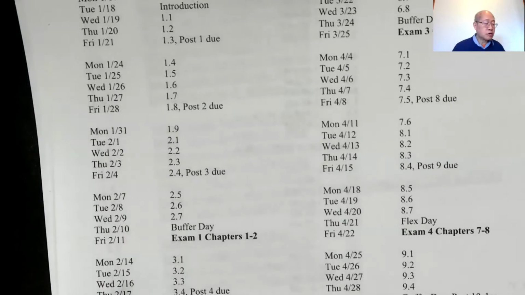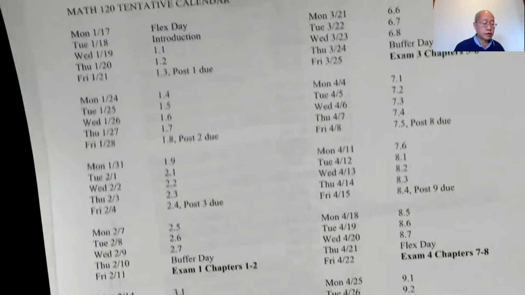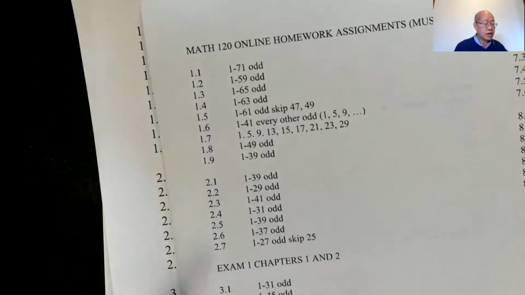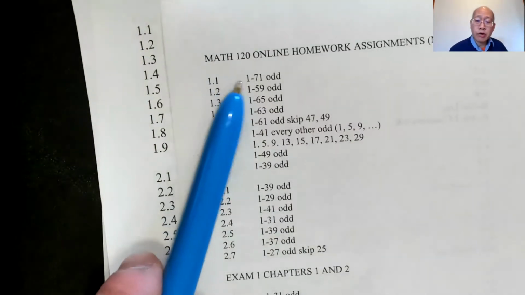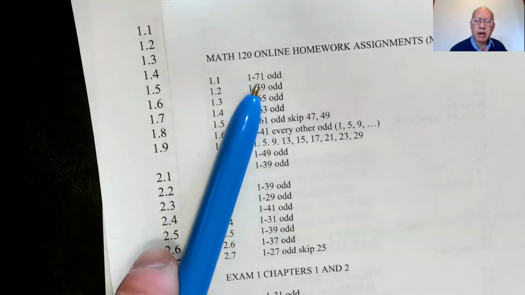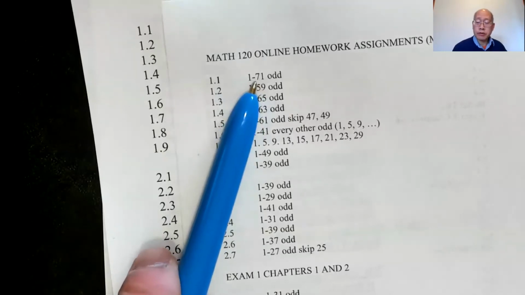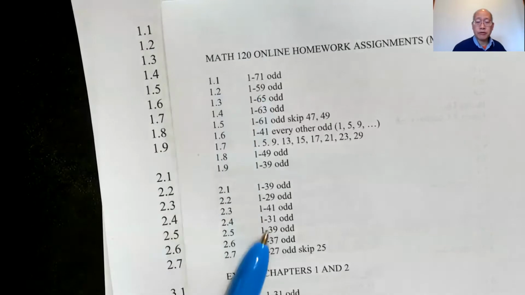Now, on the videos, I end up doing about 1/4 to 1/3 of the homework already. So in my videos, let's say 1.1 is 1 to 71 odd. That's going to be about 36 questions. I end up doing about 9 or 10 problems, which is 1/3 to 1/4 of the problems. So you just do all the rest of the problems around it, all the way through for all the videos.